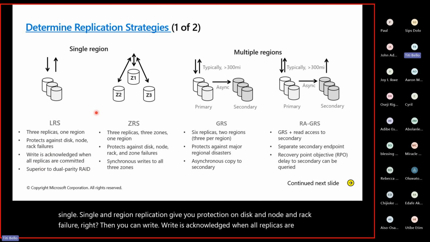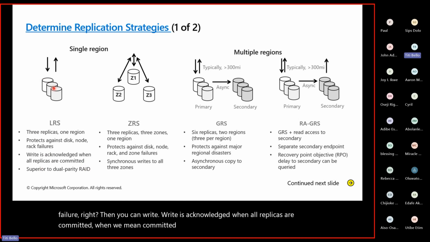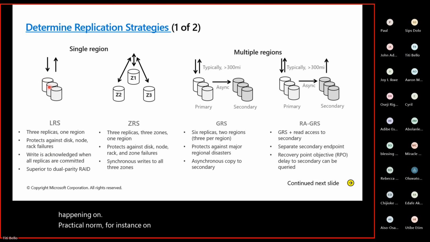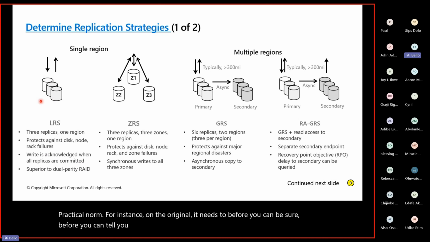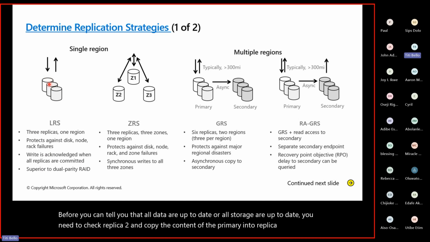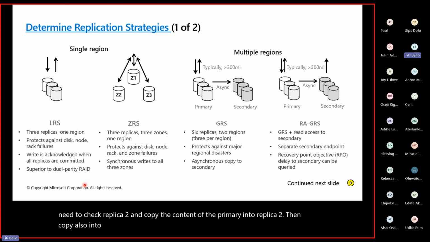When we mean committed, when a write is happening on replica 1, for instance, or on the original, before I can tell you that all storage is up to date, you need to check replica 2 and copy the content of the primary into replica 2, then copy also into replica 3. That is when you have fully replicated data in your storage.